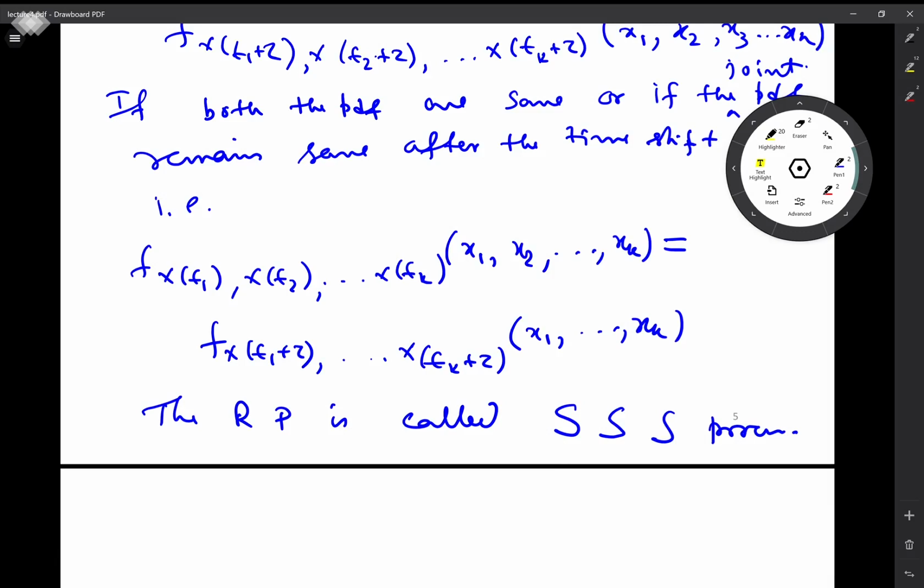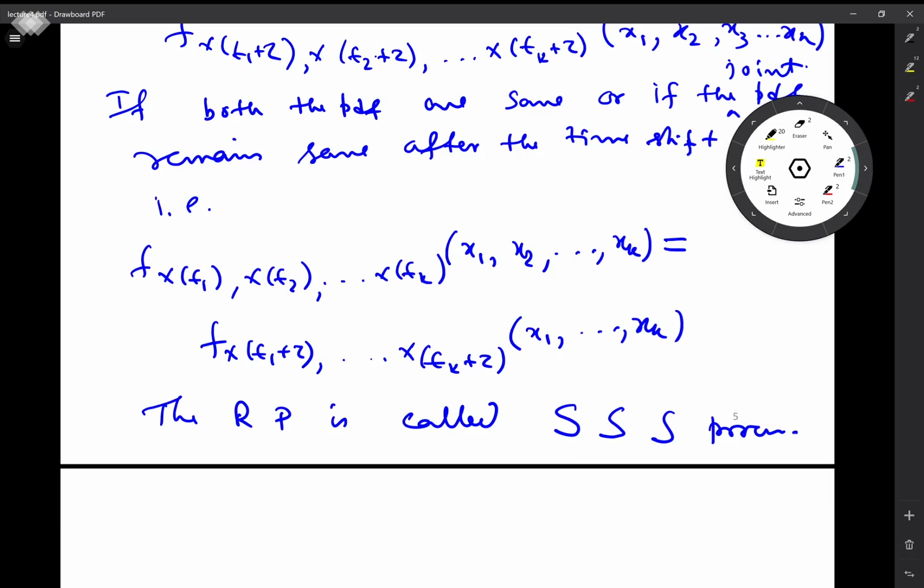Okay, so do you understand what strict sense stationary is? We take t1, t2, up to tk and the ensemble population over the ensemble, and we calculate the joint PDF, right? And then we shift the whole thing by tau, and again calculate the joint PDF after the shifting. If both are the same, then the process is strict sense stationary.